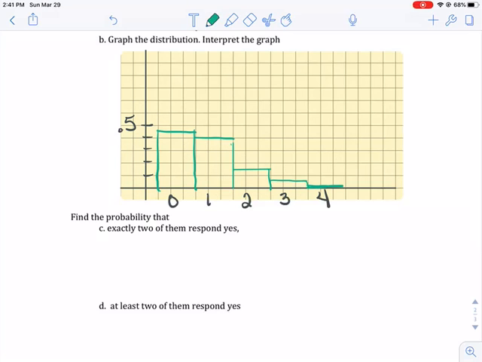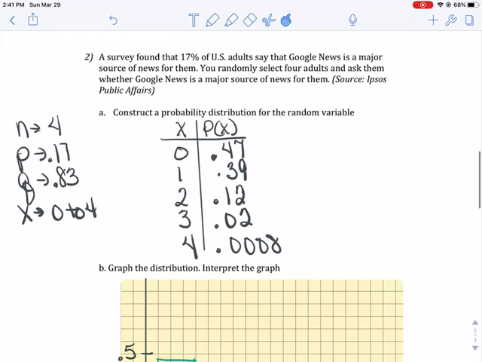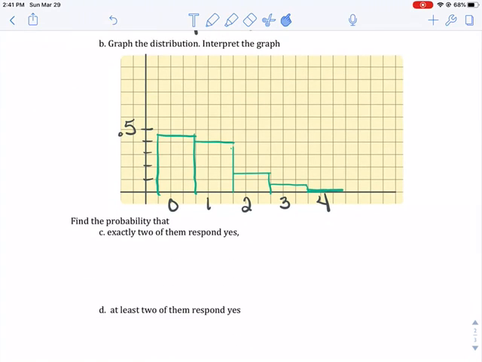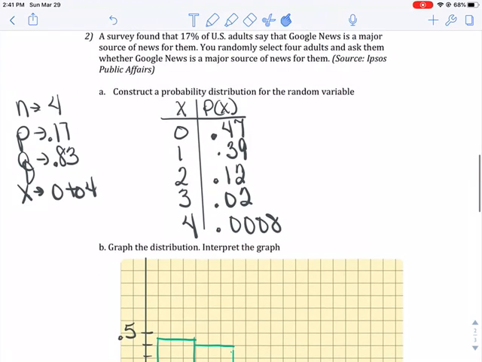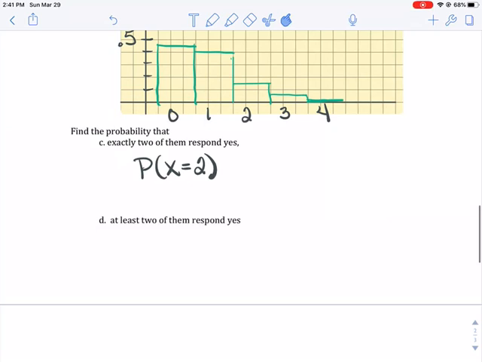All right, so we're going to do some probabilities now. Okay, so once you make your distribution, you have all the information you need to answer any of these questions. All right, so if I wanted to find exactly 2 of them responded yes, so let's say x is equal to 2, I'm just going to come up here, it's 0.12.